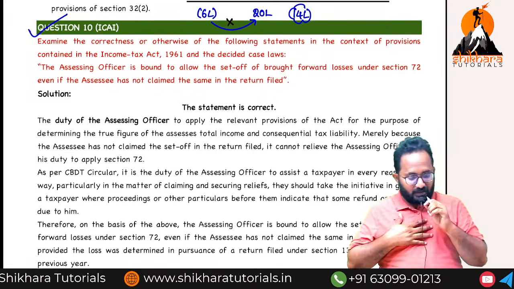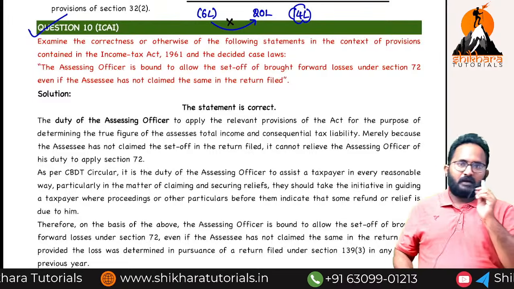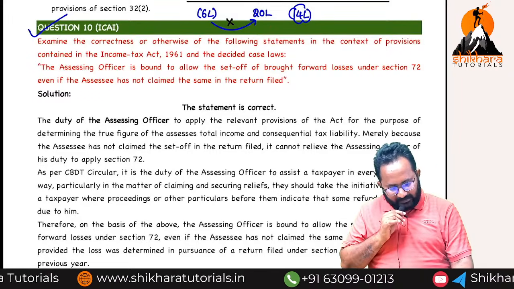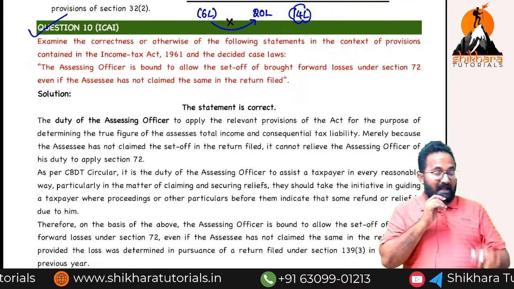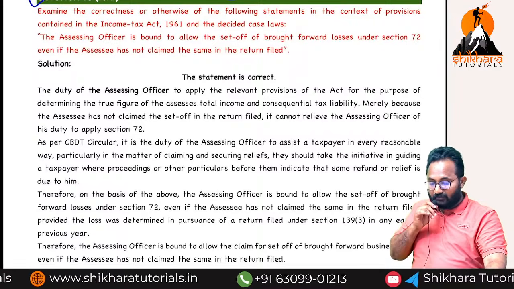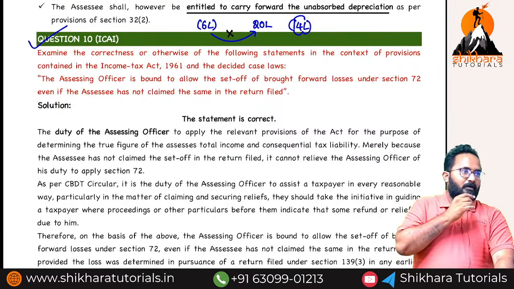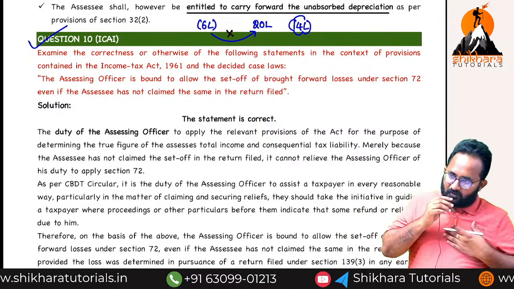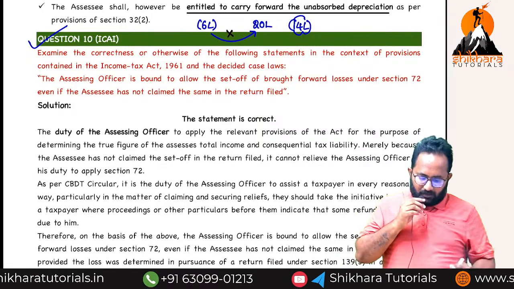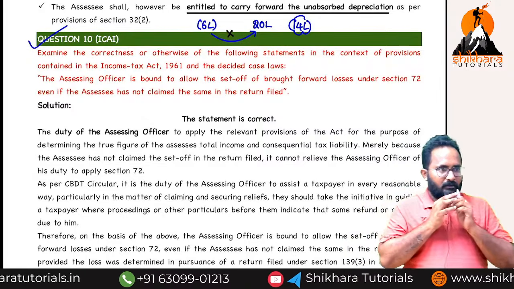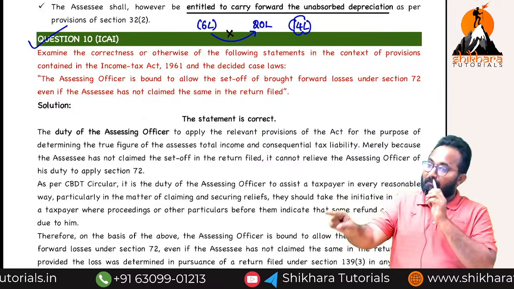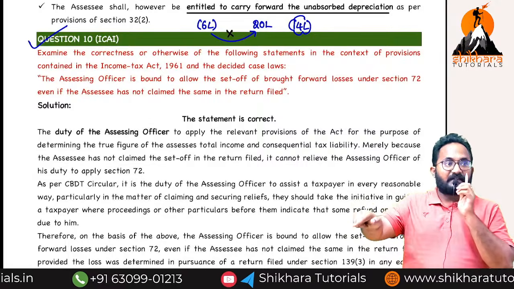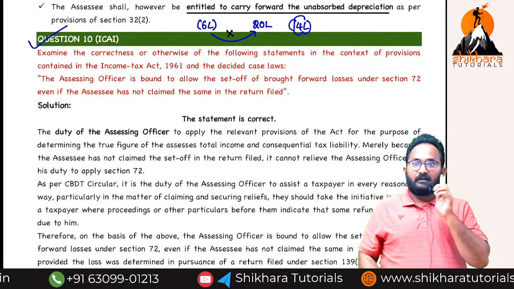But I forgot to set off this loss. I filed the return also. I paid tax on 20 lakh, but actually I was required to pay tax on only 14 lakh. Now I am asking the AO: I didn't know the provisions properly, and I filed the return in a hurry. But while doing the assessment, you know I am eligible to claim the set off of 6 lakh loss. You should do it.